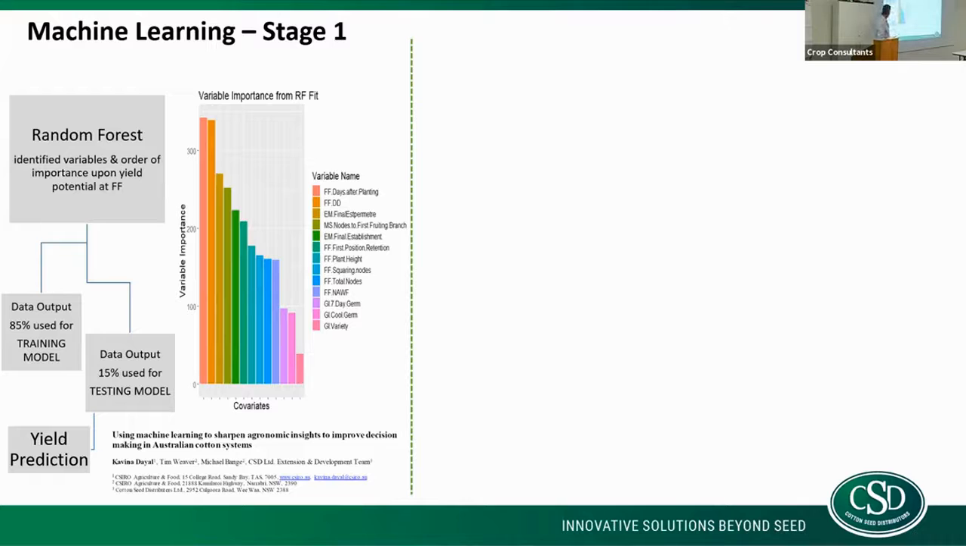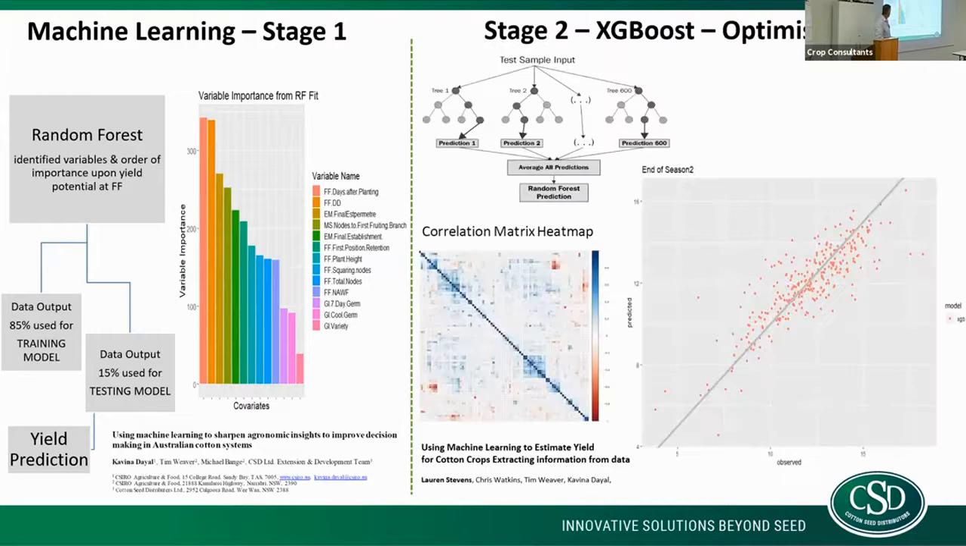In the early stages, this was run at first flower, and the model was trained with 85% of the data. 15% of that information was used to test the model, which provided a yield prediction. The yield prediction from that early work at first flower provided an R-squared value of 0.7. So we're quite excited by that.